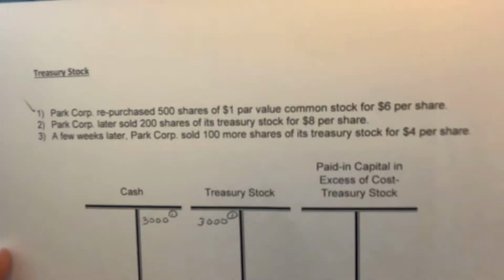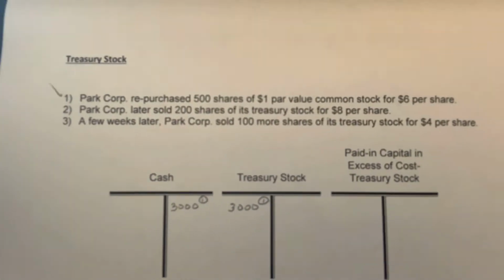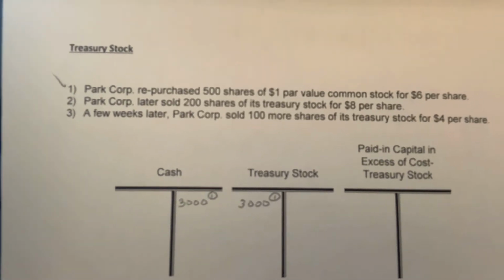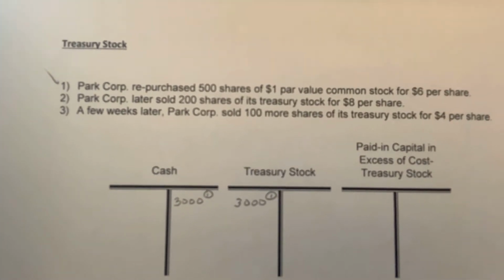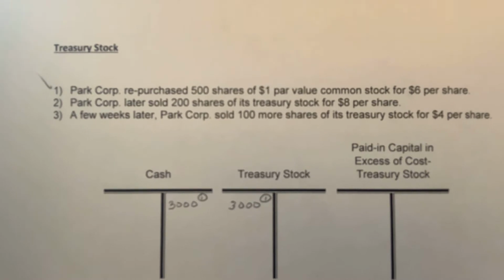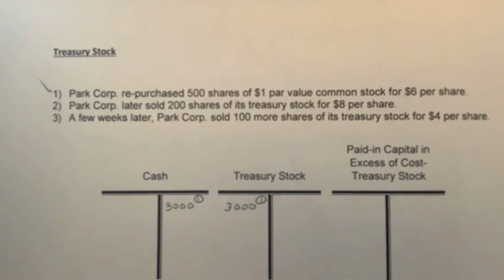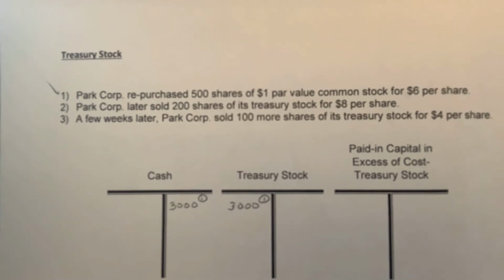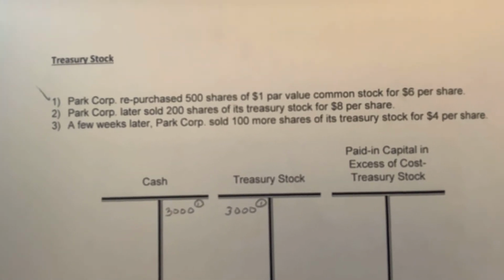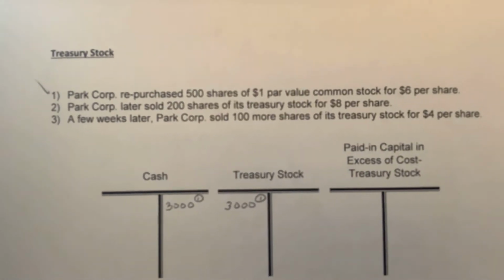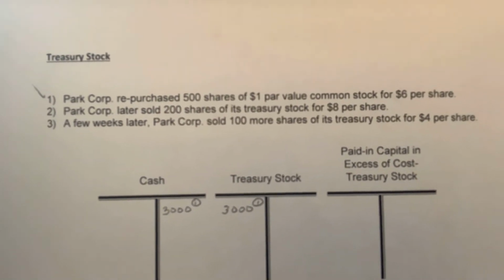So let's take a look at number 2. Number 2 says Park Corp later sold 200 shares of its treasury stock back to the marketplace, and they sold it at $8 per share. Basically, they're going to sell it at whatever the marketplace price is at that time. So you can see we bought the shares at $6. We're going to sell it back to the marketplace for $8. Sounds like a pretty good deal, right? So we're going to record this.